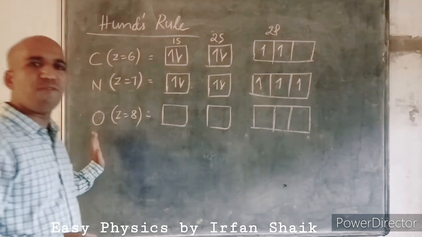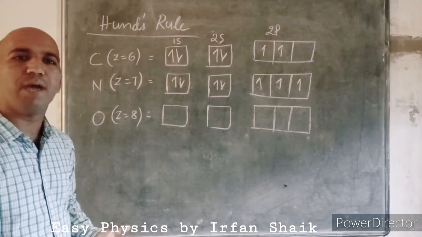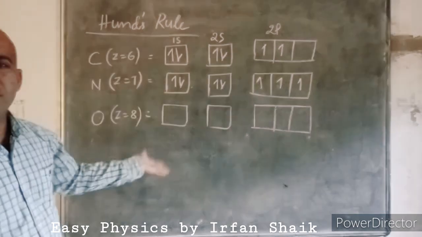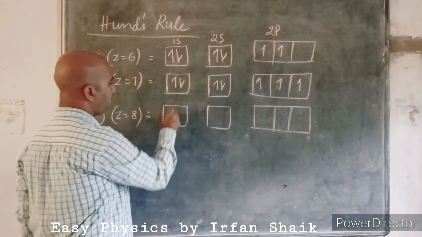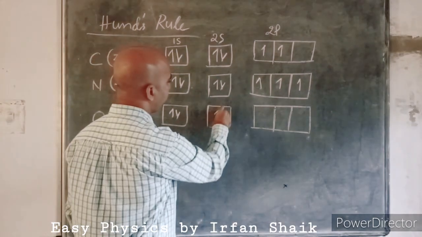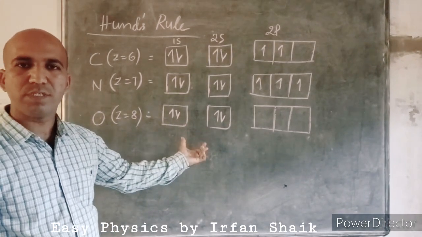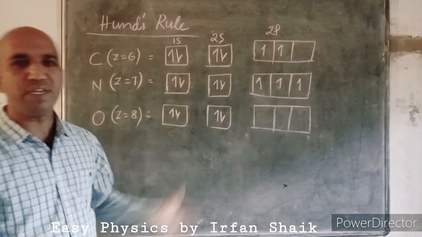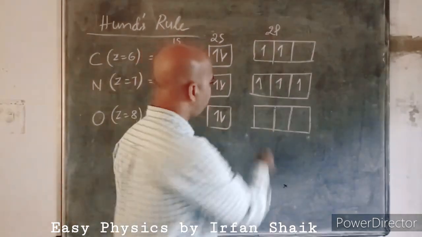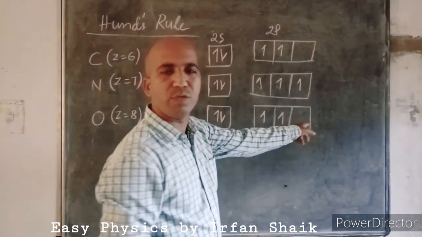Now take the example of the oxygen atom. Its atomic number is 8. That means oxygen has 8 electrons. Among these 8 electrons, 1s will be occupied with 2 electrons, and 2s will be occupied with 2 electrons again. So among 8 electrons, 4 electrons have been filled. That means 4 more electrons remain. Where will these 4 electrons be occupied? 1 electron in px, 1 electron in py, 1 electron in pz.